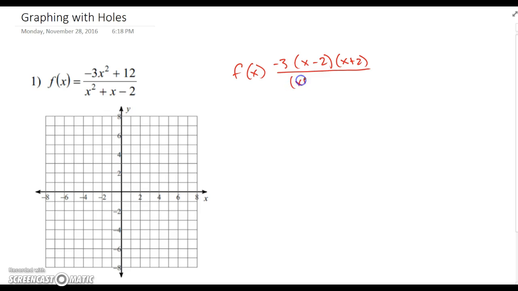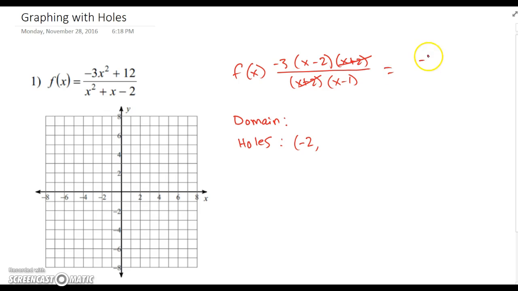And the bottom would be x plus 2, x minus 1. x plus 2 shows on the top and bottom. And let's see, I need the domain. I'm going to have to find the holes. Since x plus 2 can be factored out of the top and the bottom, we're going to have a hole when x equals the 0 for that factor, which is actually -2.